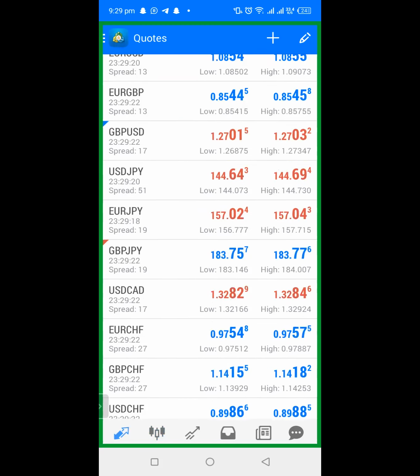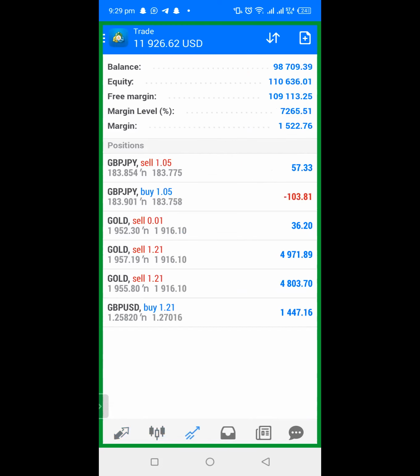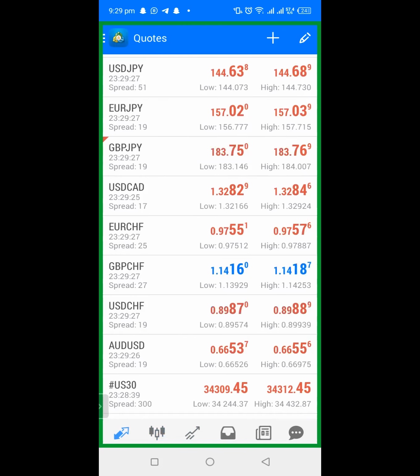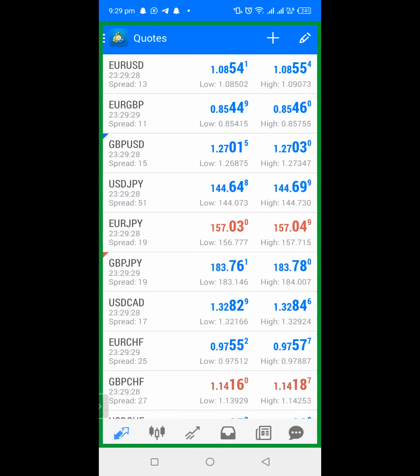Now, listen, class. If you go to your MetaTrader 4, this first section you see, you will see some icons at the bottom. The first icon is called the quotes. The second icon is a chart. The third one is showing your open position. And the fourth one will show your results. And the other ones will show you message and news events.